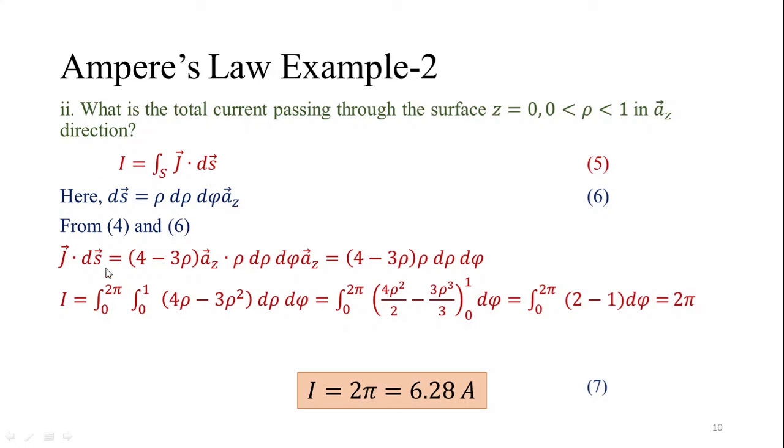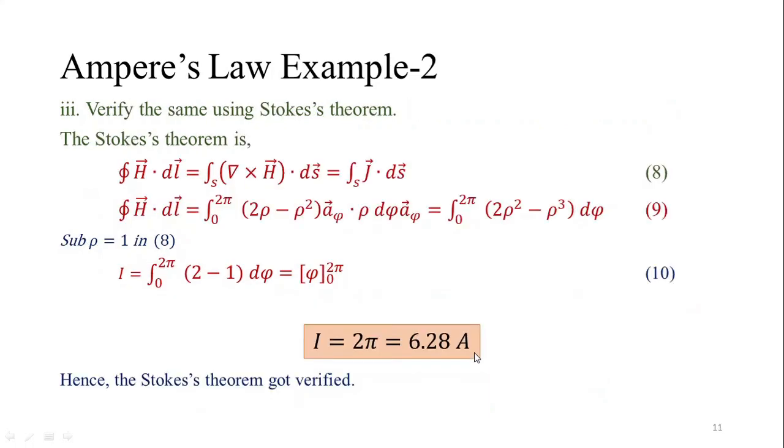Now we need I. So I is the integral of this. So integral 0 to 2 pi, that is the limit for phi, and integral 0 to 1, that is the limit for rho, is given 0 to 1. So 4 rho minus 3 rho square d rho d phi. If you integrate this, finally you will get 2 pi. If you substitute pi as 3.14, you will get I is 2 pi amperes, that is 6.28 amperes. Okay, and the last part, verify the same using Stokes theorem.